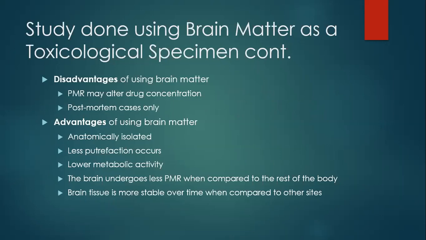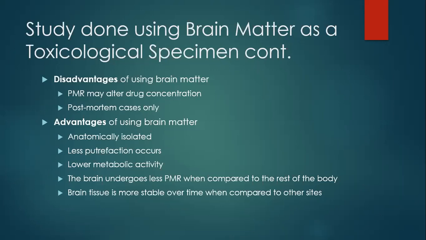Using brain matter can be viable in some cases, while in others it may not. So toxicologists should keep in mind the use of brain matter as a toxicological specimen because it could, in some cases, be the only available specimen or one of the only available specimens. Some disadvantages of using brain matter include the fact that postmortem redistribution may alter the drug concentration when compared with the antemortem concentration. This is due to the passive diffusion of a drug from the high concentration tissues. Another disadvantage is that it can be used in postmortem cases only, so it kind of limits your use.